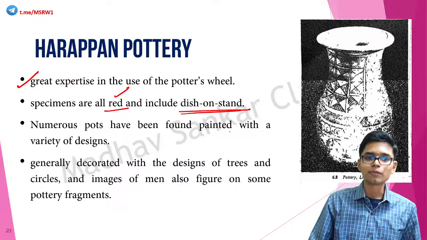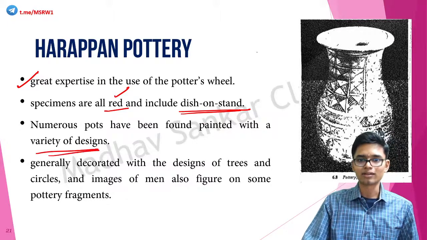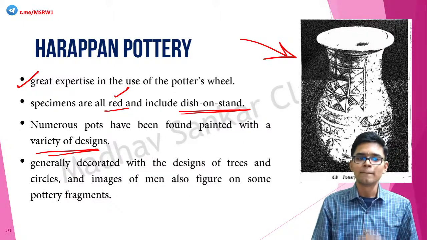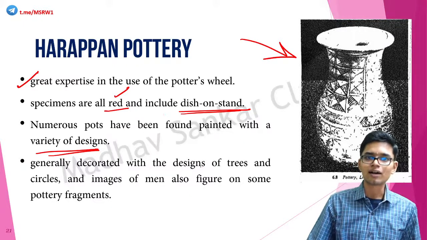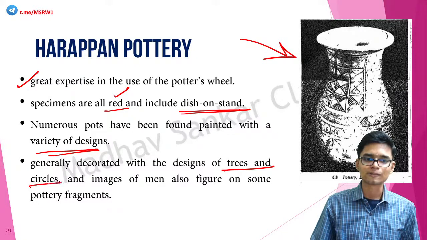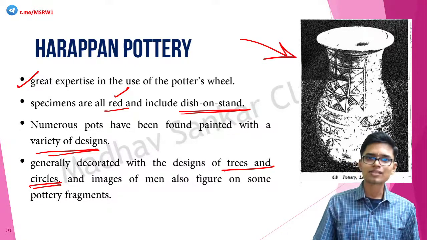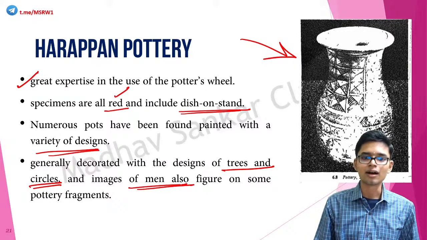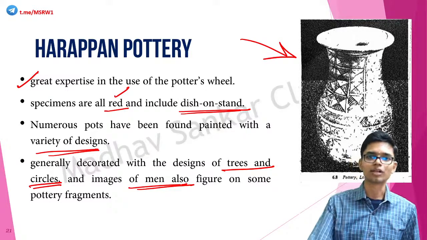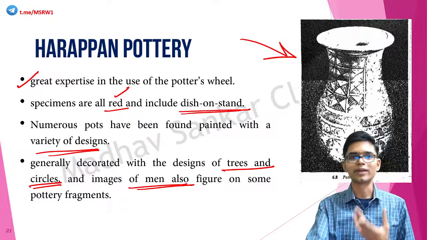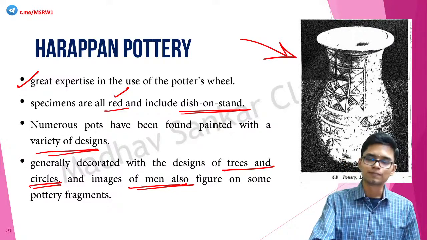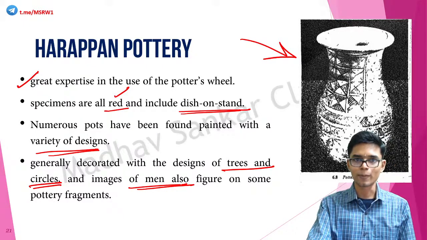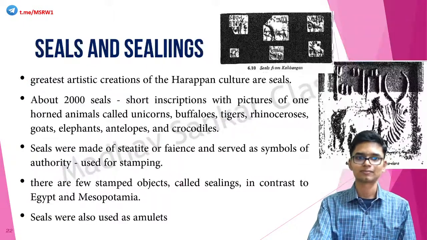Numerous pots have been found painted with a variety of designs. One example is shown in this particular figure. The majority of these decorations are designs of trees and circles. We also find some designs made of human figures, and images of men also figure in some of the pottery fragments. But the majority of designs were made of trees as well as geometric patterns, especially circles.